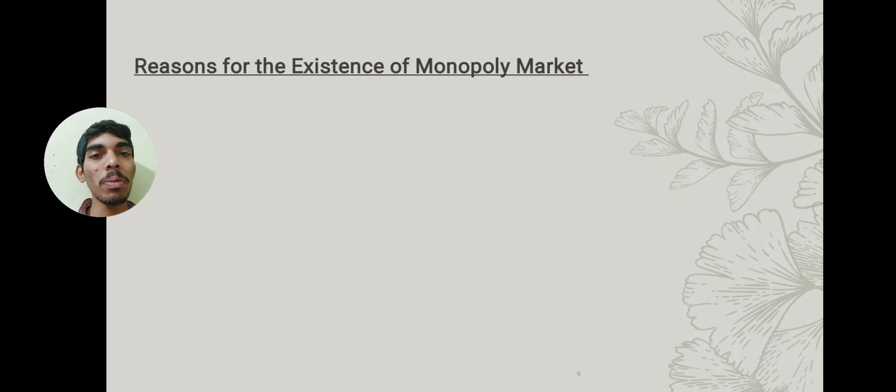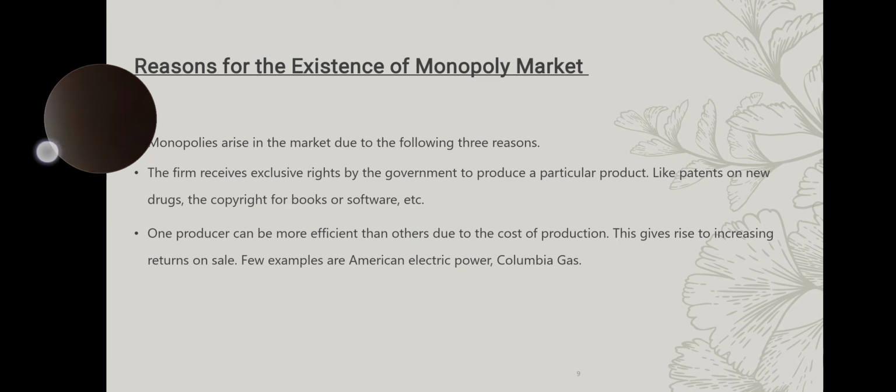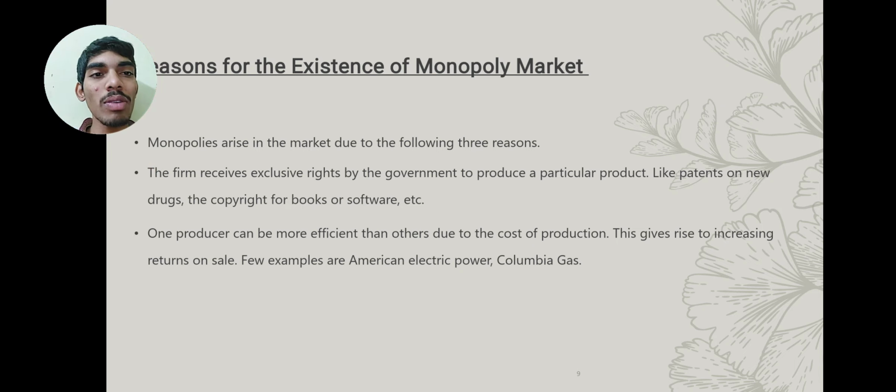Reasons for existence of monopoly market. Monopoly arises in the market due to the following three main reasons. The firm receives exclusive rights from the government to produce a particular product, like patents on new drugs, or copyrights for books or software, etc. One producer can be more effective than others due to the cost of production. This gives rise to increasing returns on sales. A few examples are American Electric Power and Columbia Gas.